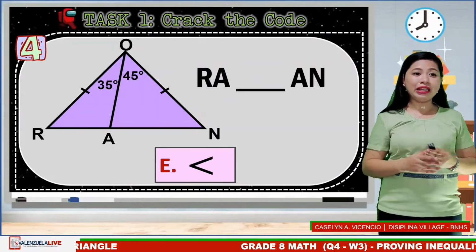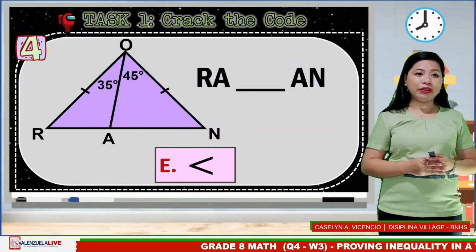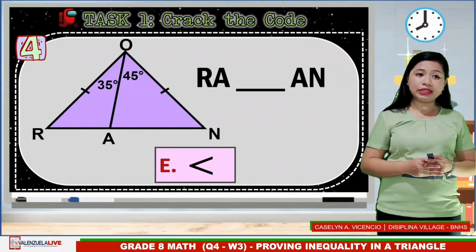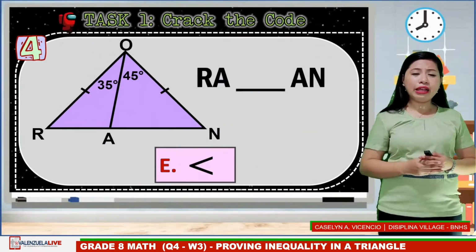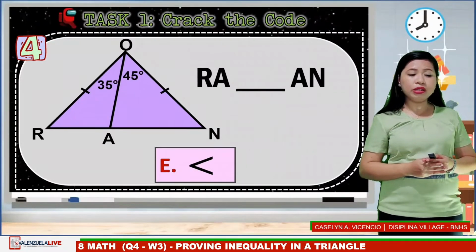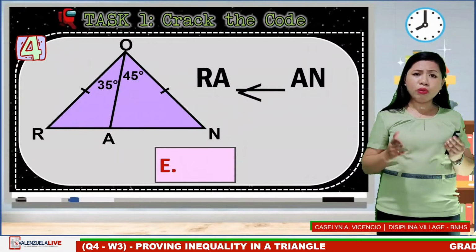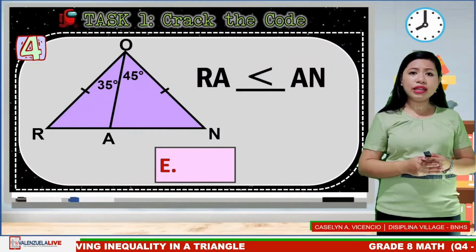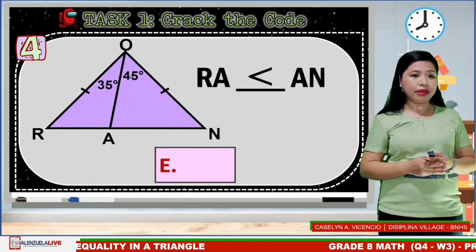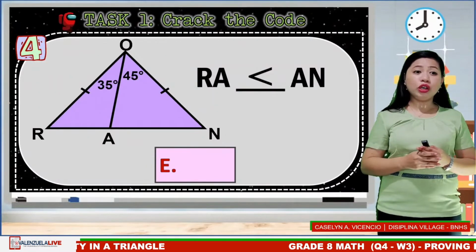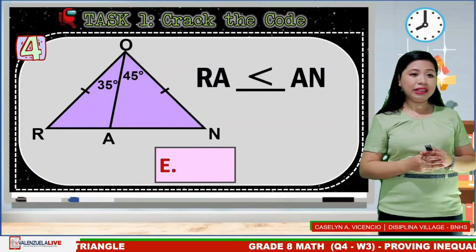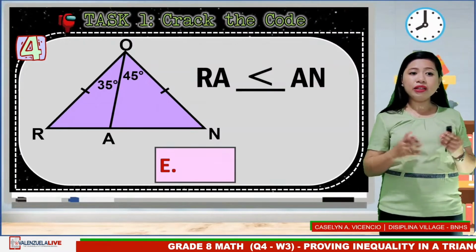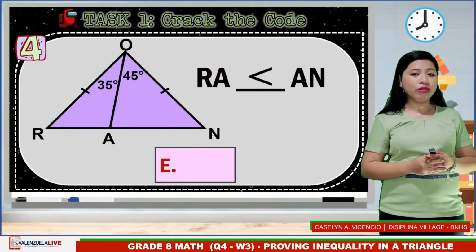The measure of angle ROA is 35 degrees, and the measure of angle AON is 45 degrees. Since the measure of angle ROA is less than the measure of angle AON, we can conclude that the measure of side RA is also less than the measure of side AN because of the hinge theorem. It states that if the two triangles have two sets of congruent sides, the larger included angle will have the longer third side.